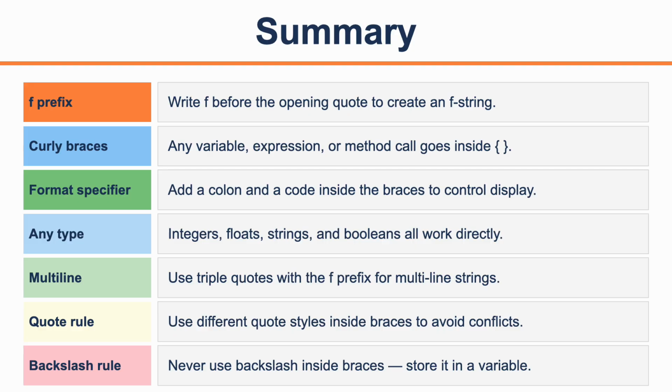F-strings let you embed any Python expression directly inside a string. You use the f prefix, curly braces for placeholders, and a colon for format specifiers. They work with every data type, support method calls and arithmetic, and produce clean, readable code. That covers everything you need to use f-strings confidently.